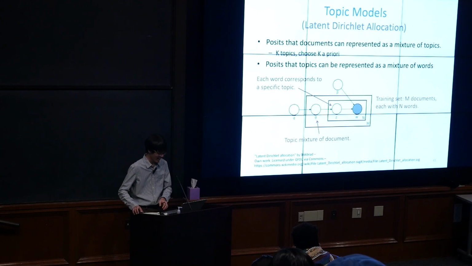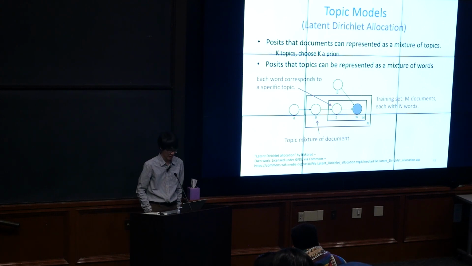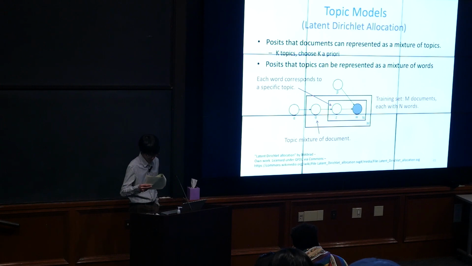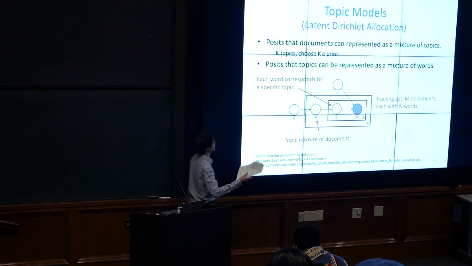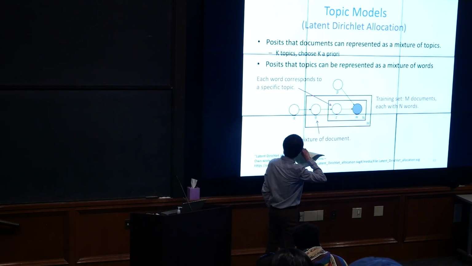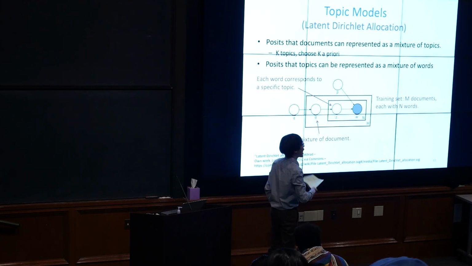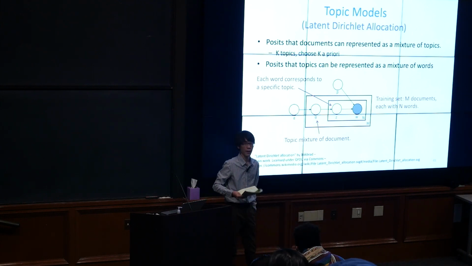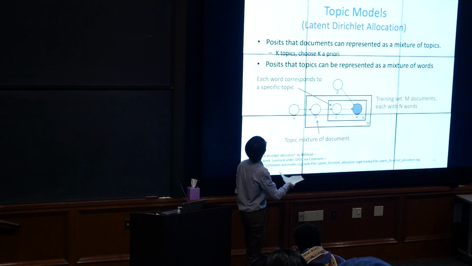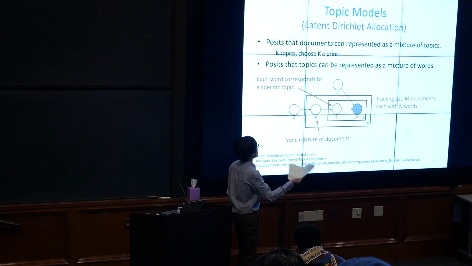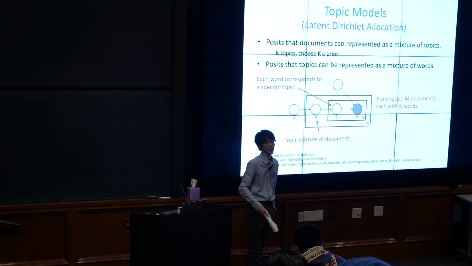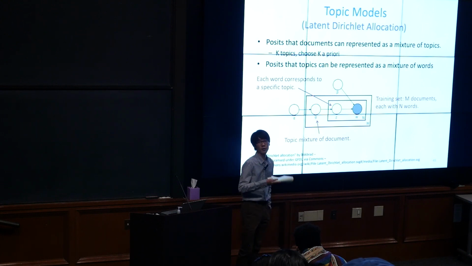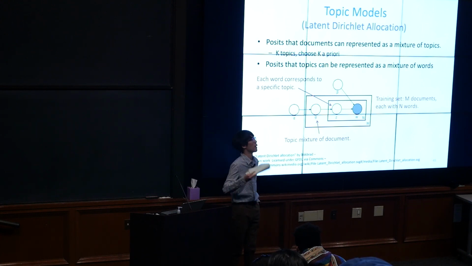Anyways, topic models, which posit that documents can be represented as a mixture of topics, and that topics can be represented as a mixture of words, right? So this is apparently called, I've never seen this before either, plate notation, where you have some collection of documents. We can say that a document is represented as a mixture of certain topics, right? So education or entertainment.